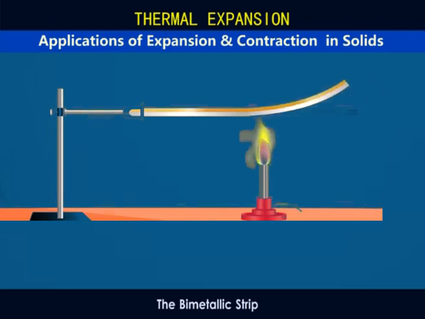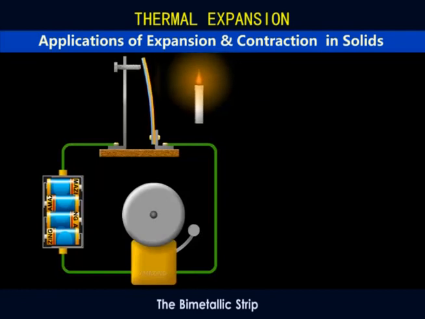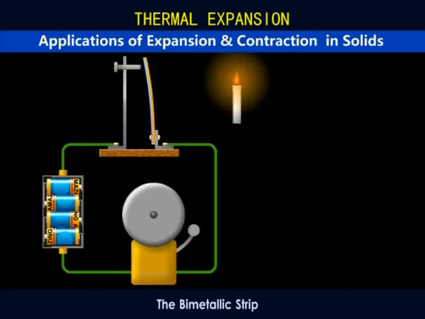Bimetallic strips are used, for example, in fire alarms and also in air conditioners. In this fire alarm, the bimetallic strip acts as the switch. The yellow metal expands more than the blue one. So when heated by, say, fire, the bimetallic strip bends towards the blue side and closes the circuit, causing the fire alarm to go off. When cooled, the strip regains its form and the alarm goes out.